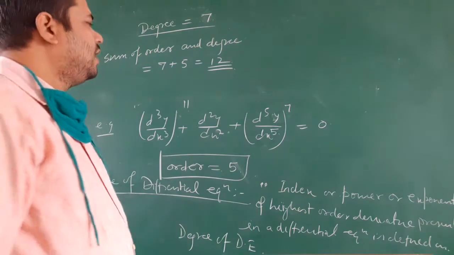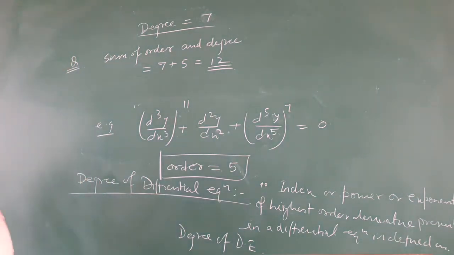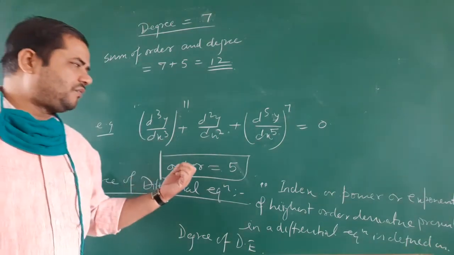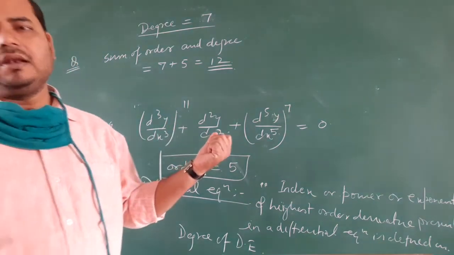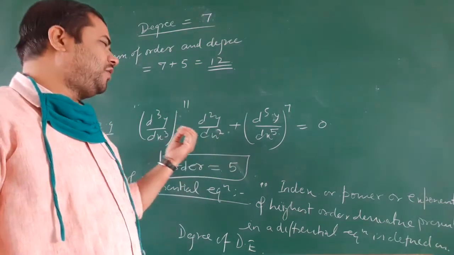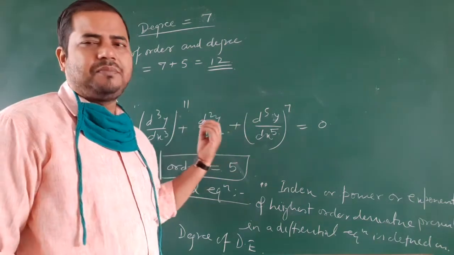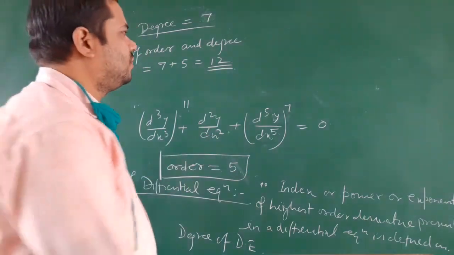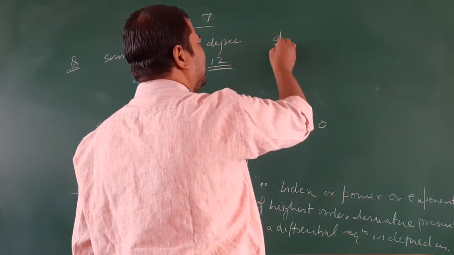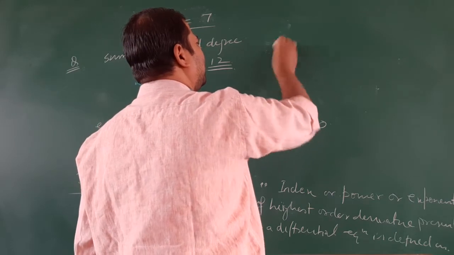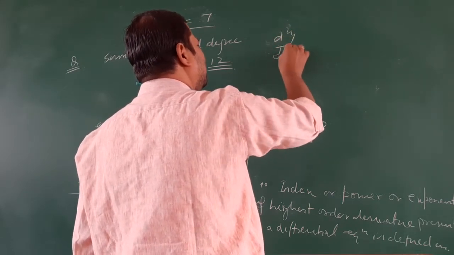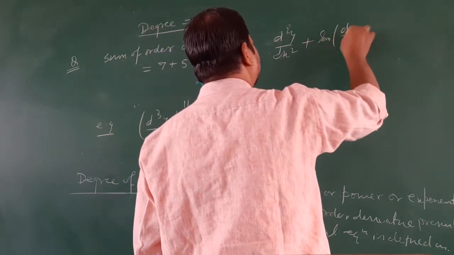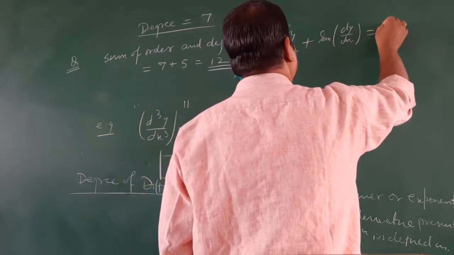Okay. And most important thing, to find the order and degree, we need the differential equation in polynomial. Okay, polynomial, that means polynomial in derivative terms. So suppose we have given d2y over dx2 plus sine of dy by dx is equal to, suppose, 0.